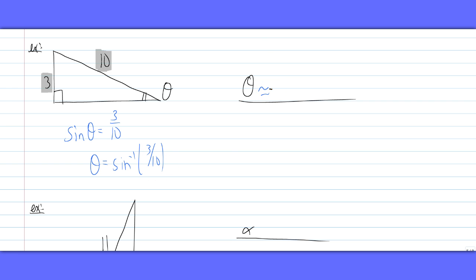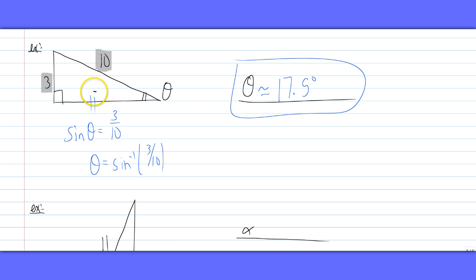Use your calculator to solve this one, and that's going to come out to about 17.5 degrees. We can do a small visual check on this one. Sometimes the drawings aren't to scale, but the sine of theta is 3/10. If we use Pythagorean Theorem, we could get this side. This unknown side at the bottom would come out to square root of 91.